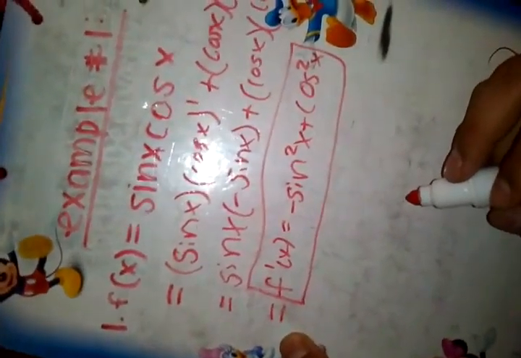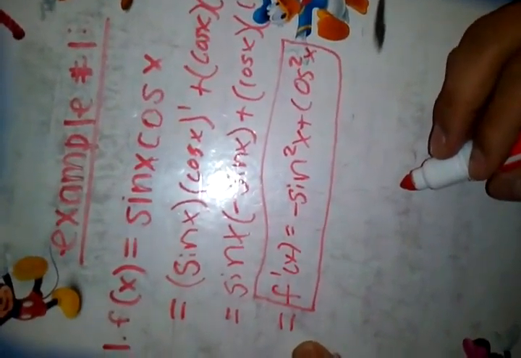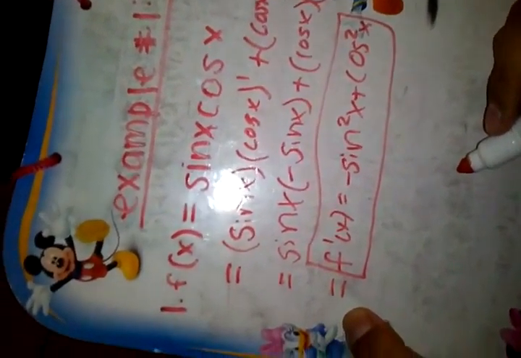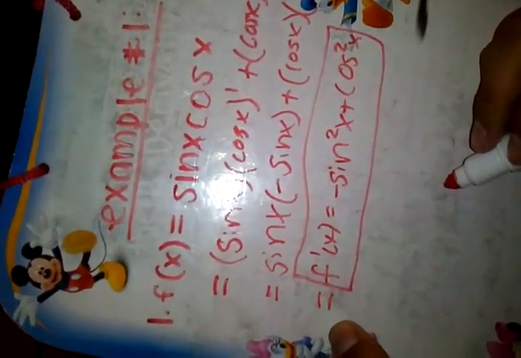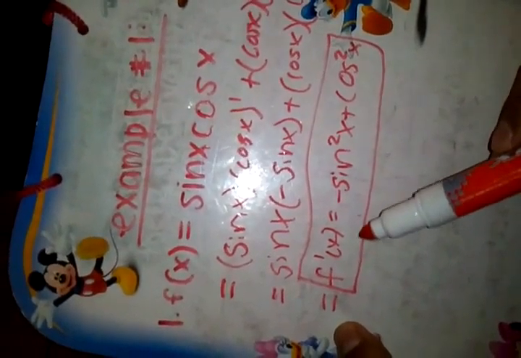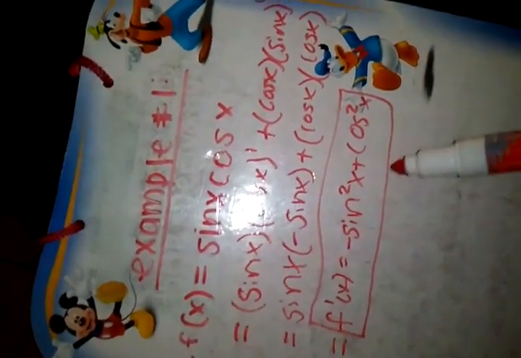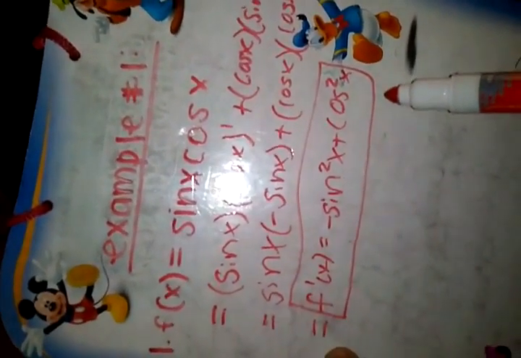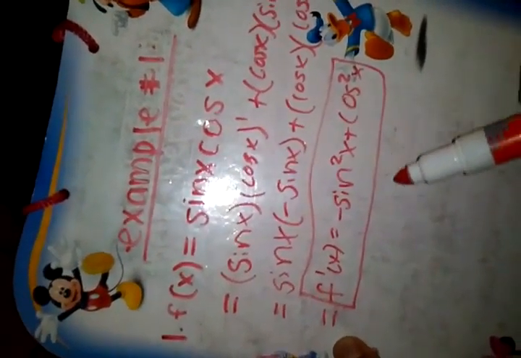Okay, so once we simplify, we know that the derivative of f of x equals sine x cosine x is negative sine squared x plus cosine squared x, because we multiply them together, and that is how you get your answer.